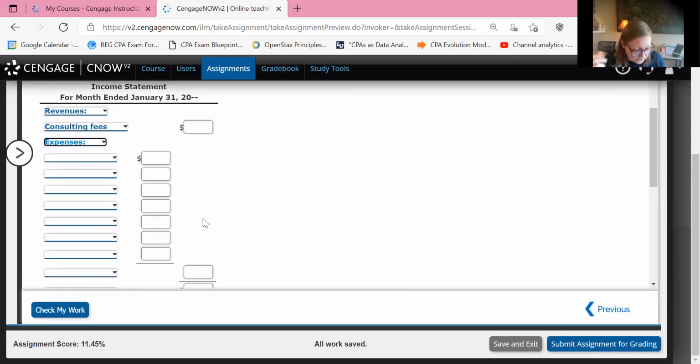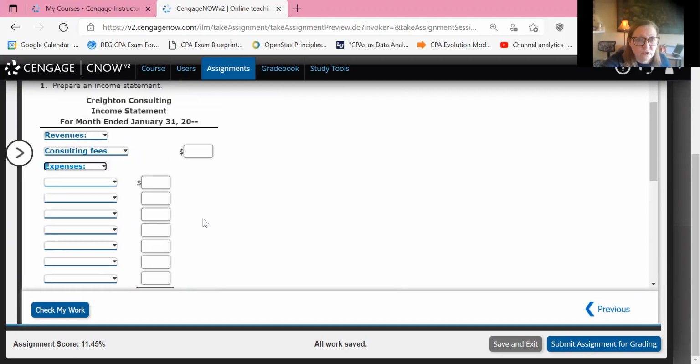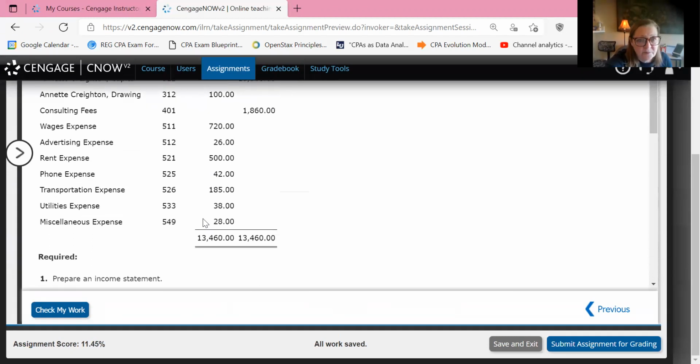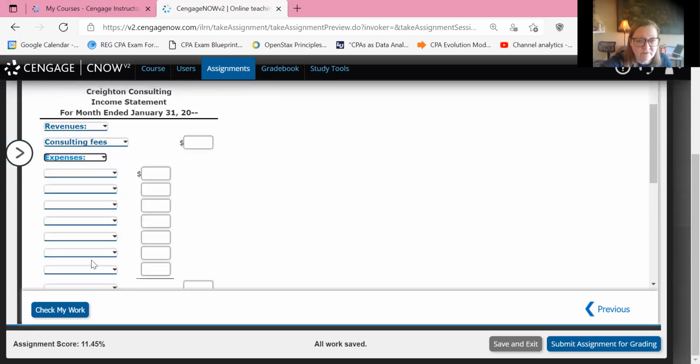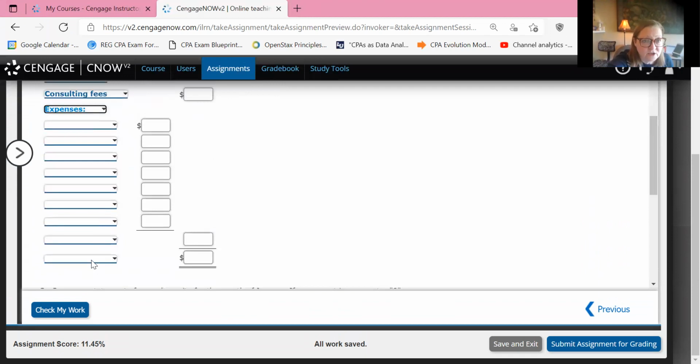And what I would do is put them in there in the order that they are on the trial balance. I don't know if they're going to give you credit for no matter what, but whatever order you have them on this trial balance, see how they started it by account number. Okay, so they sorted by account number. So just put them in the same order that they are here. Start with the wages, then advertising. So I'll just put that in, whatever the amount is.